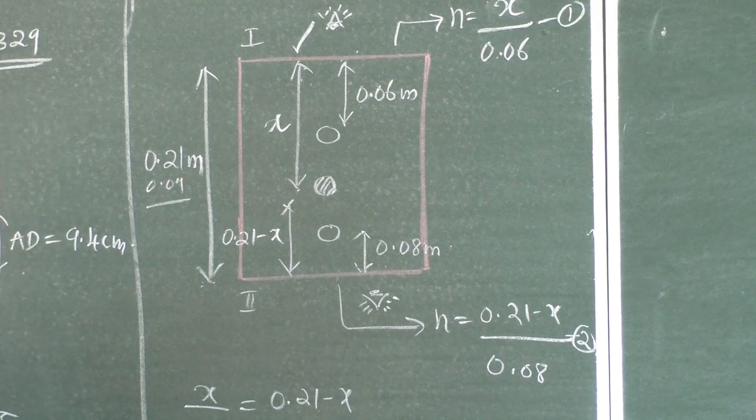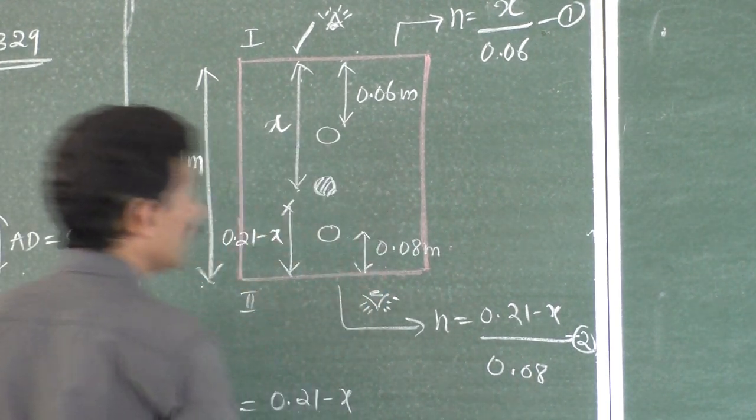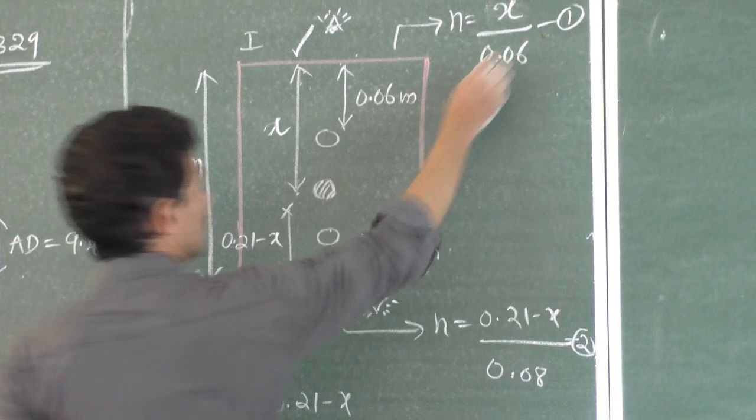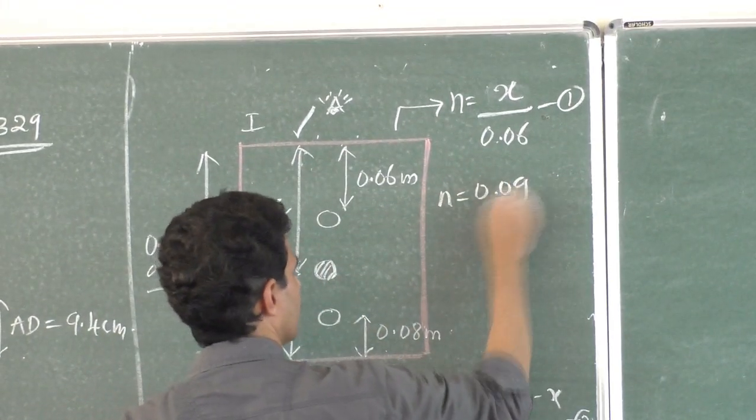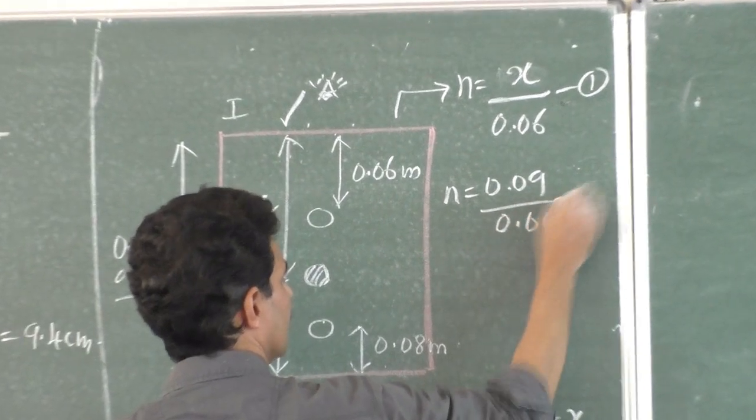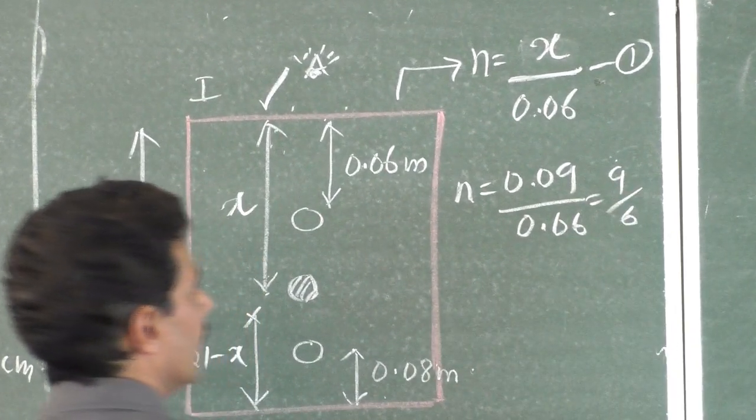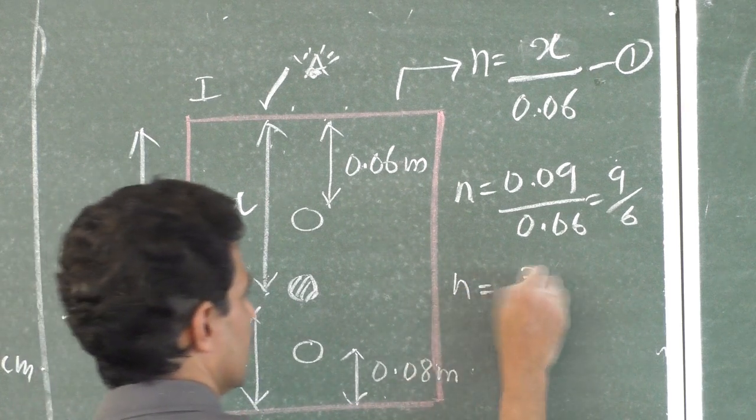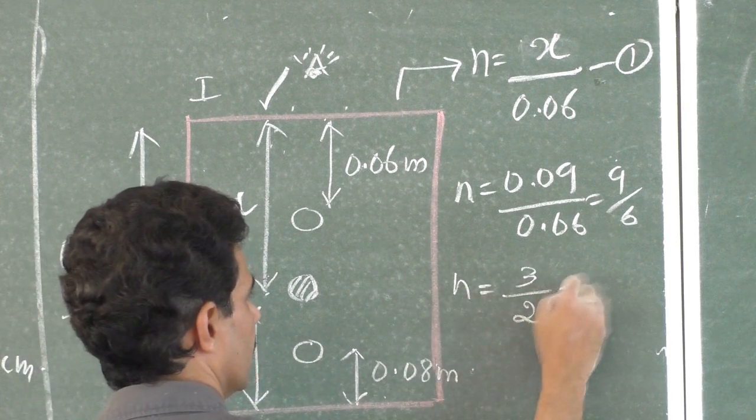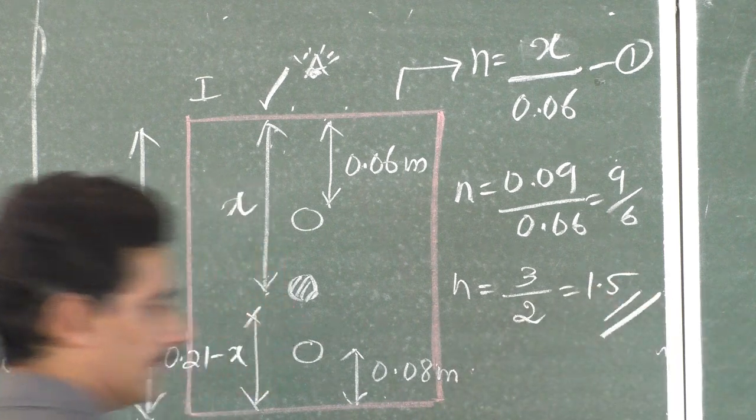Now, what is the refractive index? Substitute this value in any one of the equations. I'll substitute it here. N is equal to, from the first phase itself, x, 0.09 by 0.06, 9 by 6. It is 1 by n is equal to, 3 3s are, 3 2s are, 1.5. That is the refractive index of the material.